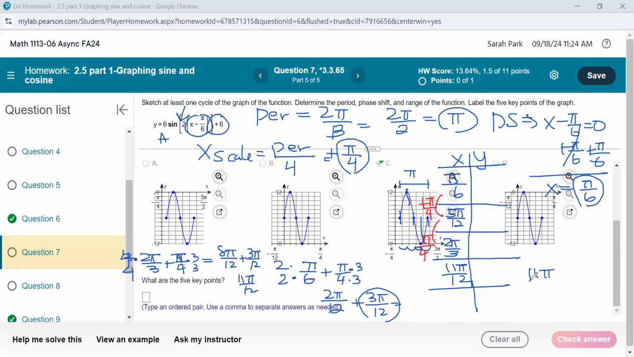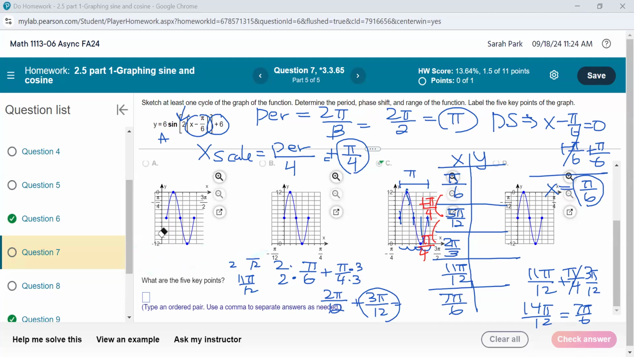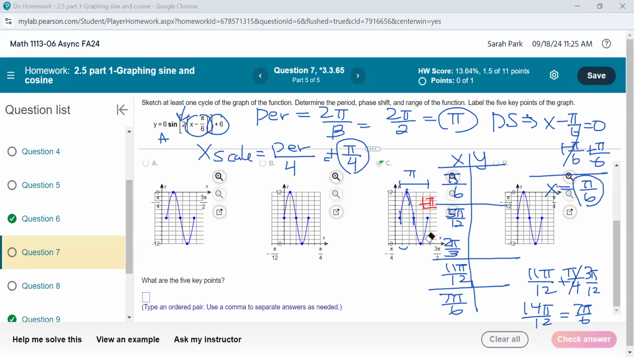And so 11 pi over 12 plus another pi over 4, and remember that's just 3 pi over 12. So that's 14 pi over 12, which should become 7 pi over 6. Okay, the y value, use the graph that you chose. The graph that you chose goes from 0 to 12. So your first value is, we chose C actually. We chose C. Okay, let me just erase all this.